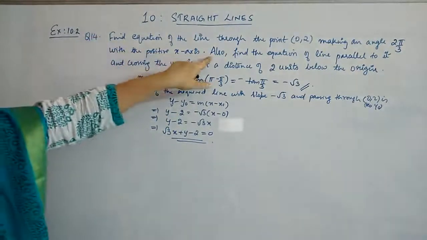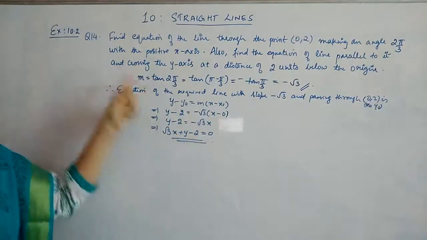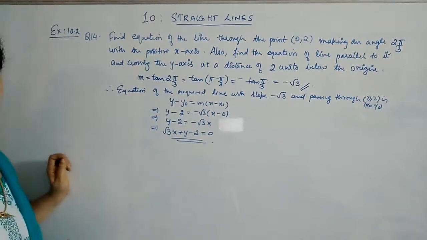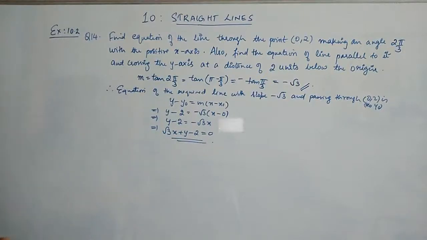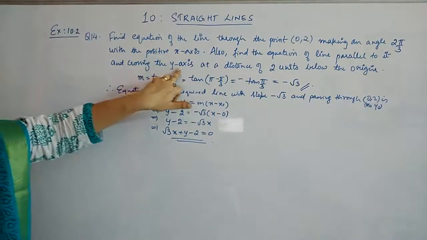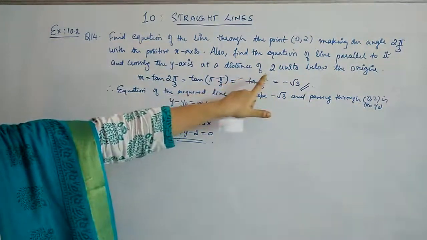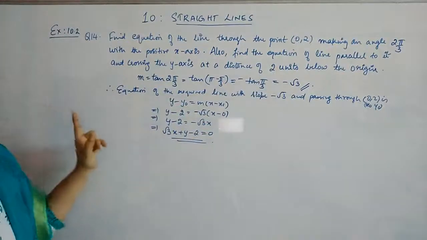Now one more question is there, find the equation of the line which is parallel to this line, and it is crossing the y-axis at a distance of 2 units below the origin. Below the origin means it will be negative. In the slope-intercept form, y equal to mx plus c, the y-axis crossing is your y-intercept. You can take that c as negative 2 because it is below the origin on the negative y-axis. So c is minus 2.